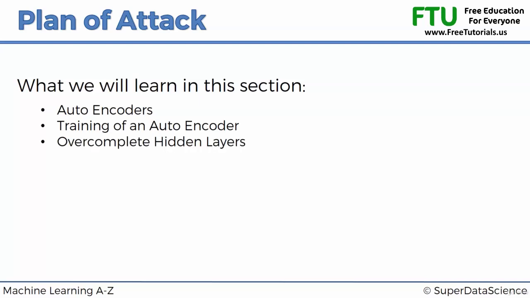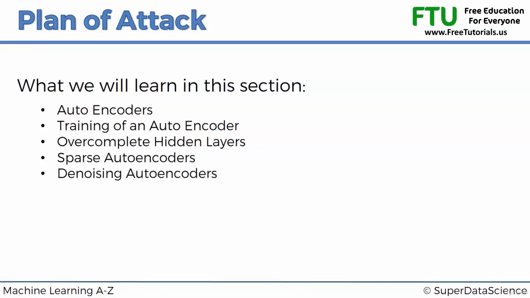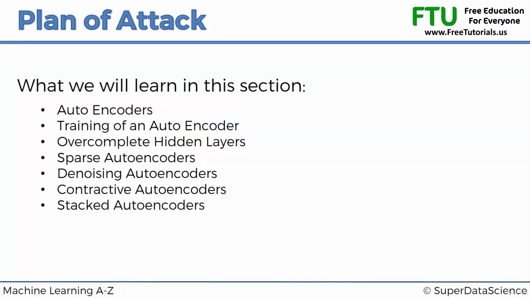We'll talk about a situation where we have overcomplete hidden layers in an autoencoder, and then we'll talk about 3 regularization techniques which are used in order to combat some problems that arise there. And these techniques are sparse autoencoders, denoising autoencoders, and contractive autoencoders. Then we will talk about stacked autoencoders, and we'll finish off with deep autoencoders.